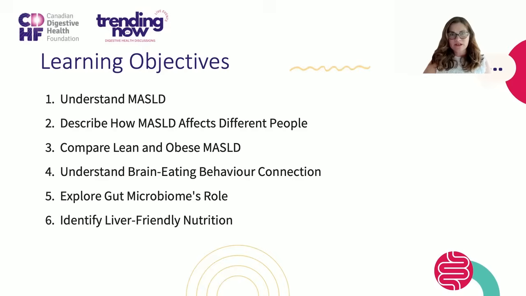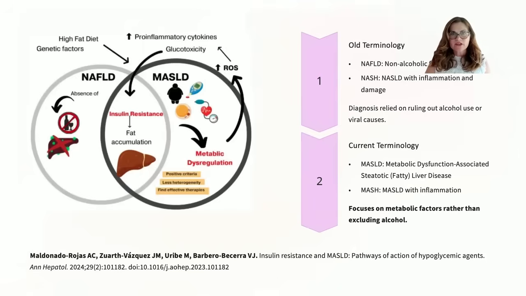4, understand the brain's role in eating. 5, explain the gut microbiome connection. And 6, know what foods help or harm the liver. So I will be focusing on key dietary strategies, including how fiber, probiotics, and balanced meals can reduce liver fat and inflammation. Let's start by understanding how fatty liver disease has changed, not just how it affects the body, but also how we call it.